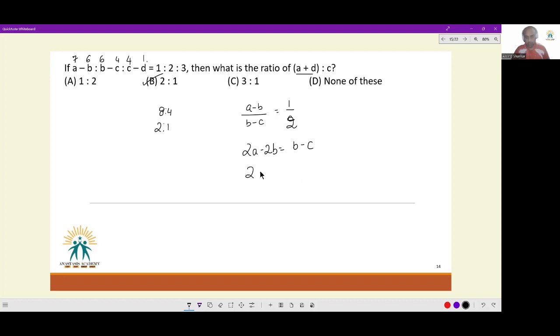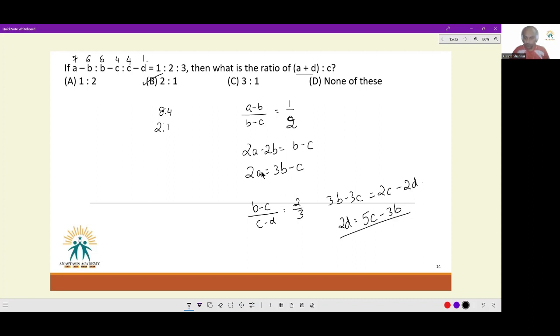Okay. So 2A is equal to 3B minus C. Got this? Now, this one here: B minus C by C minus D is equal to 2 by 3. So 3B minus 3C is equal to 2C minus 2D. Okay. So we get 2D is equal to 5C minus 3B.